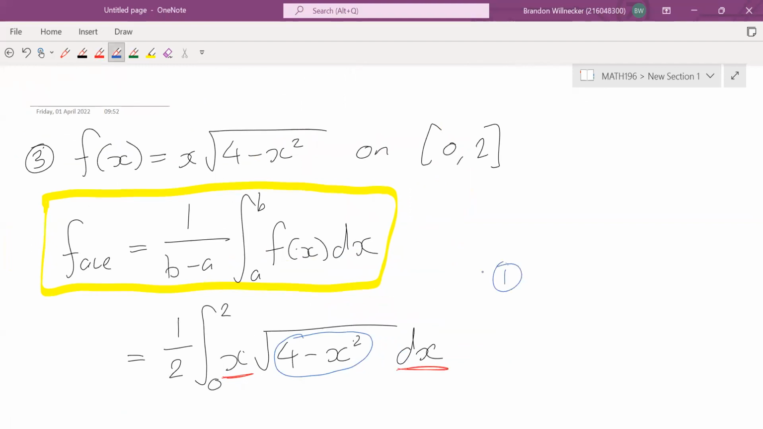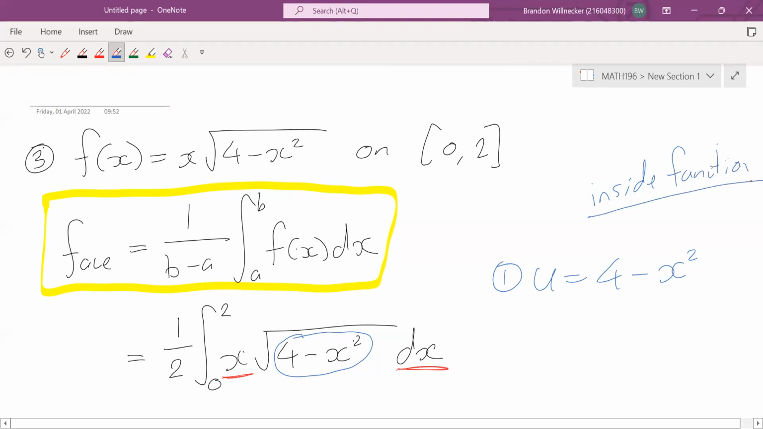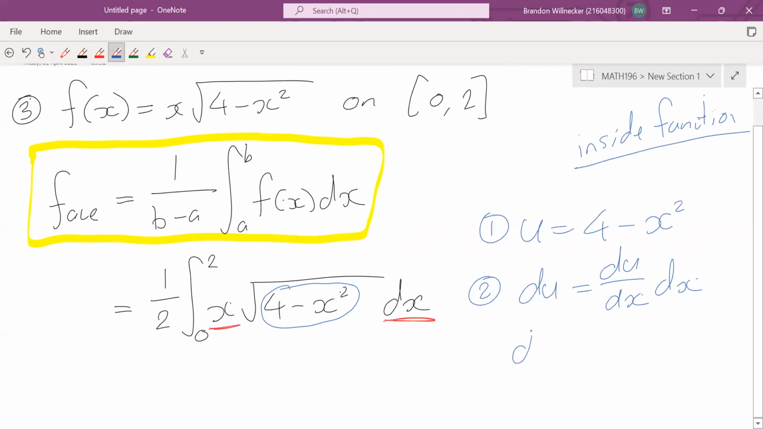So the first thing we need to do is let u be equal to the inside function. So u is equal to 4 minus x squared. This is the inside function. Okay, so now we need to find du. So du is going to be du by dx dx. So du is going to be minus 2x dx.